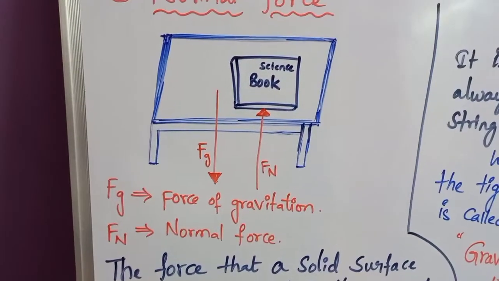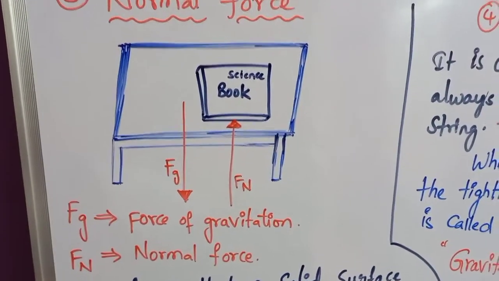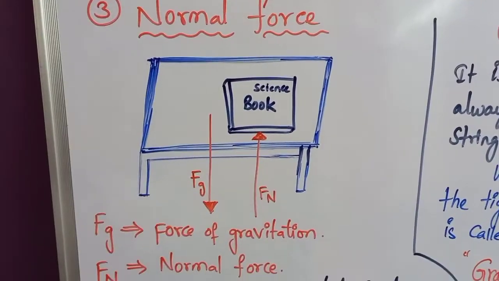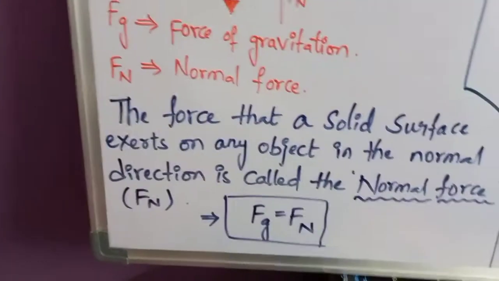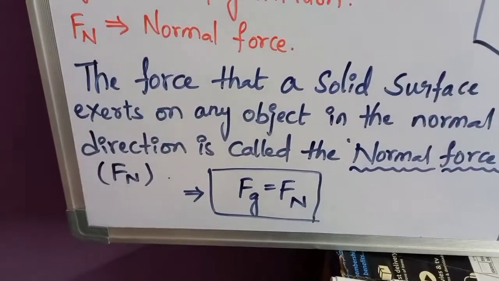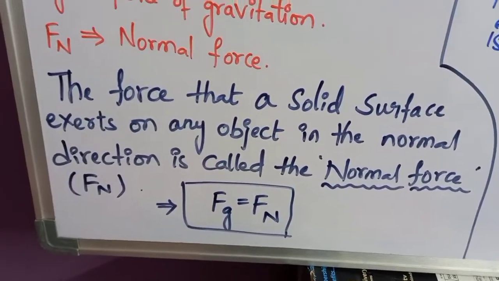A direction which is perpendicular to the plane of a surface is said to be the normal. Always, the direction which is perpendicular to the plane of the surface is called normal, and the force that a solid surface exerts on any object in the normal direction is called the normal force.